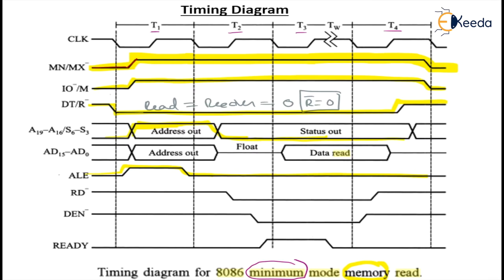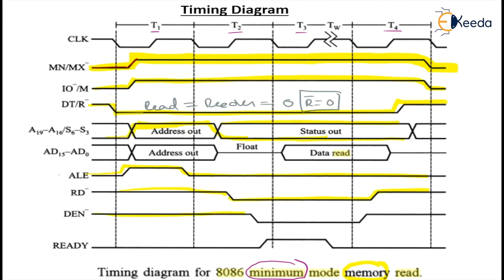Please try to understand. When ALE is low, we are accessing the data. Address is AD15 to AD0, and this is data. Under which time are we transmitting? At this RD bar, when the data comes in the second step, read, RD bar should be low. So at that time we are transmitting.